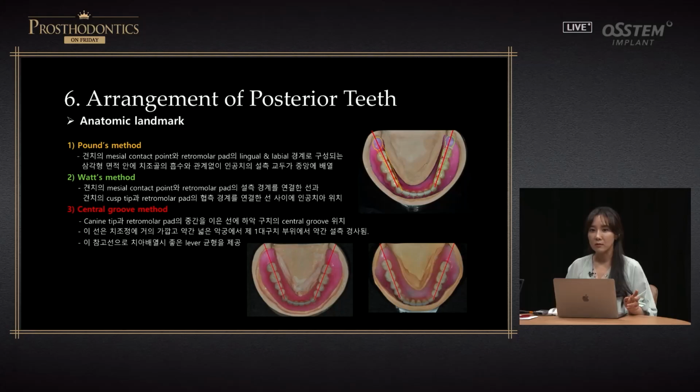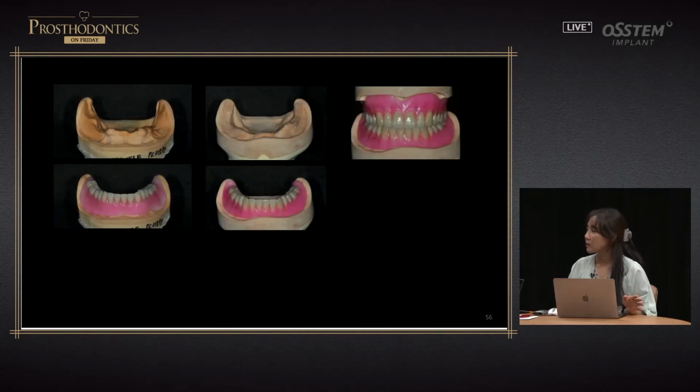An easier way is to position the posterior teeth, the central groove, on the line connecting the canine tip and the middle of retromolar pad. And it will lead to more stable lingualized denture. So you can look at this for your reference.